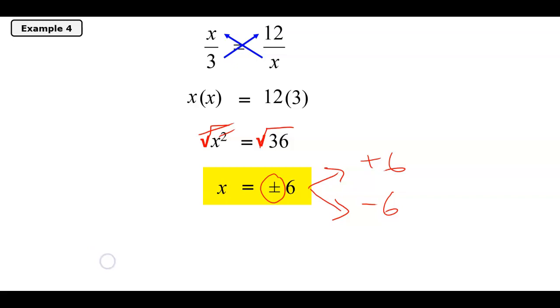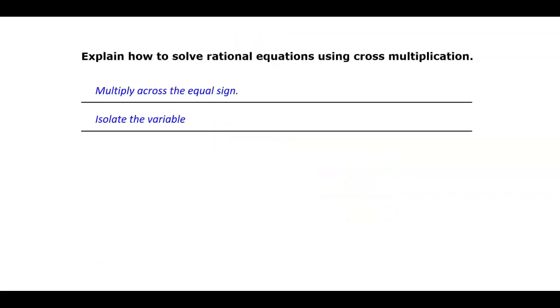Okay, steps at the bottom. Does everyone have this down? All right, write these down real quick and then flip it over. To solve a rational equation, you must multiply across the equal sign and isolate the variable. Get that down on the very bottom there, all the way at the bottom.